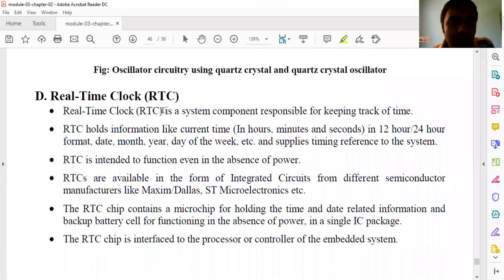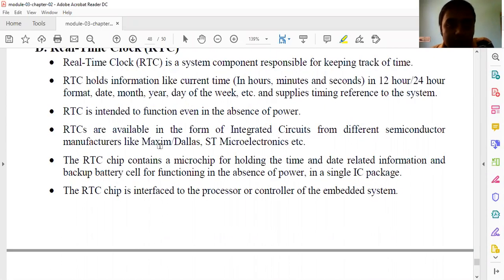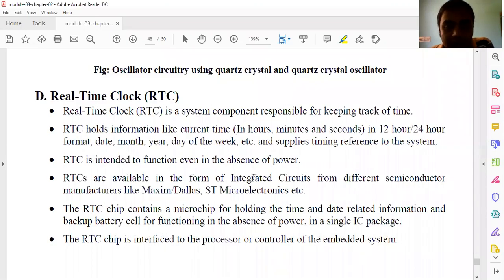Next, real-time clock, RTC. It's very simple. Real-time clock RTC is a system component responsible for keeping track of time. So in order to keep track of time, we need one system called a real-time clock. RTC holds information like the current time in hours, minutes, and seconds, either in 12-hour format or the 24-hour format, along with the date, month, year, day of the week, etc., and supplies timing in reference to the system. Okay. Next, RTC is intended to function even in the absence of power.